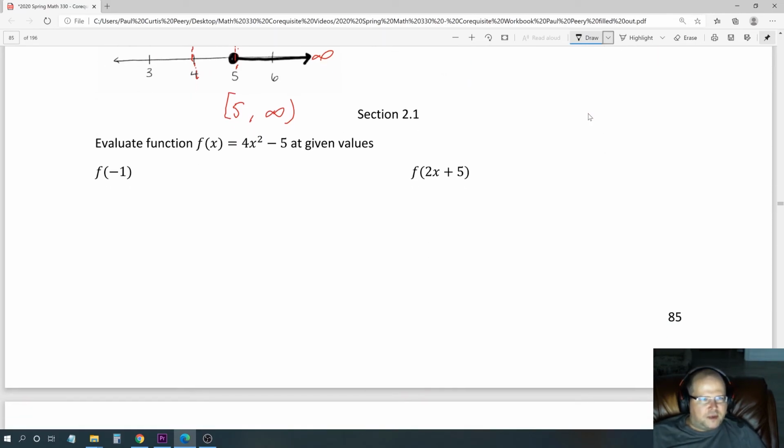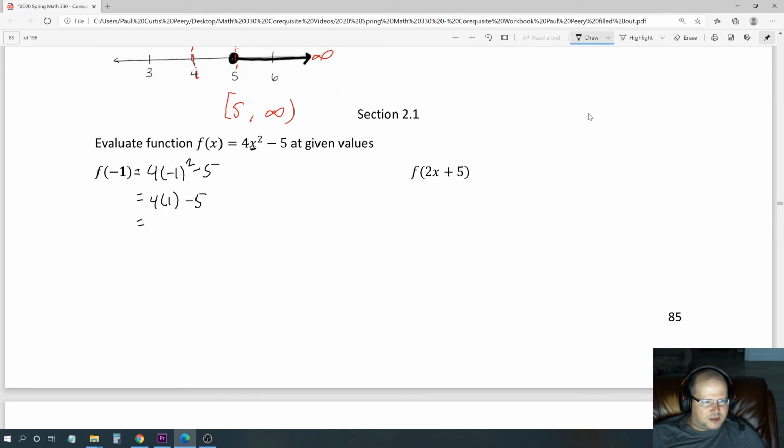We're going to evaluate the function f of x, the function in terms of x, equal to 4x squared minus 5 at the given values. All you're doing is using different notation, but you're still just plugging it in. So rewrite the original function as it's written here, but wherever it has the x, instead of writing x, you're going to write -1. Order of operations, PEMDAS. Parentheses first, nothing you can do inside. Next, exponent: negative 1 squared is equal to positive 1.